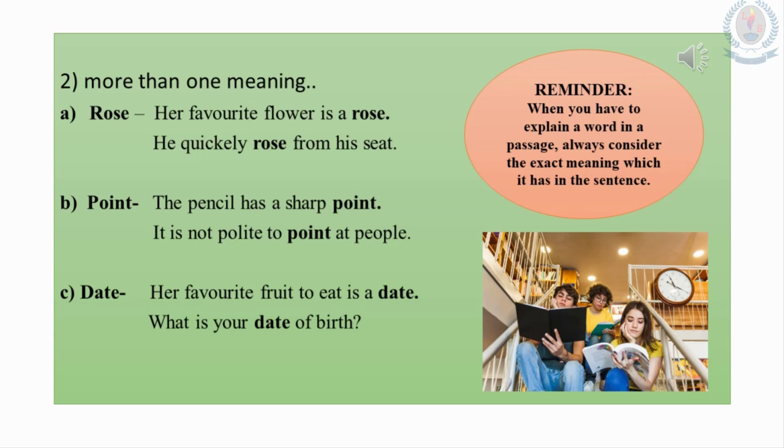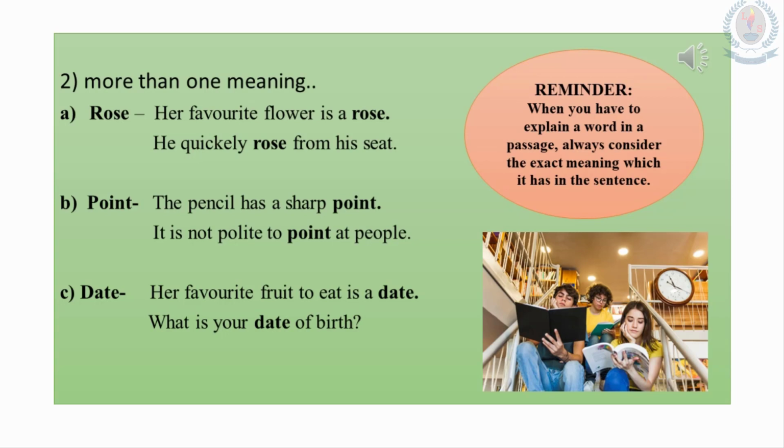Her favorite flower is a rose. Here rose functions as a noun. He quickly rose from his seat. Here rose functions as the verb in the sentence. So rise is the present tense and its past is rose.